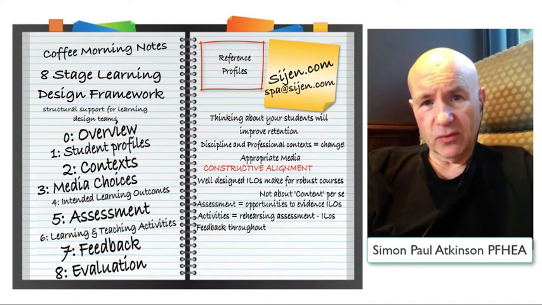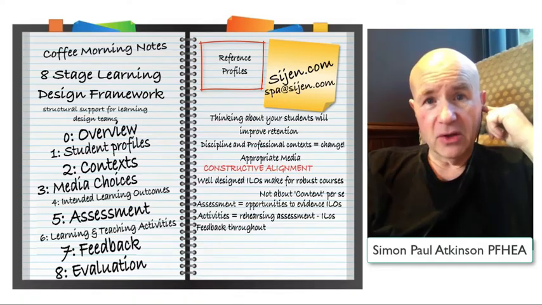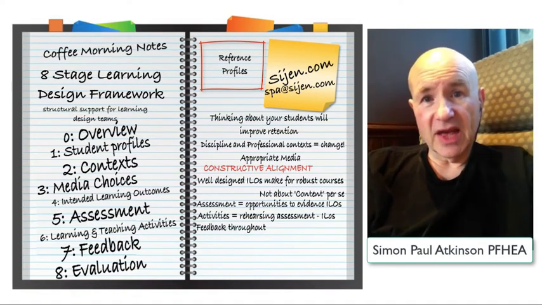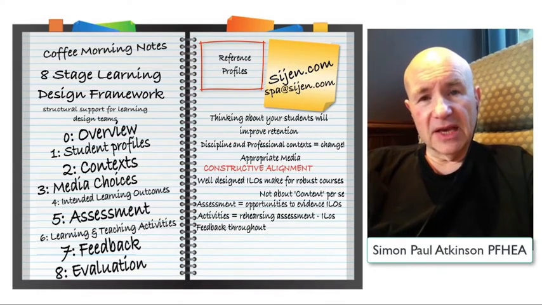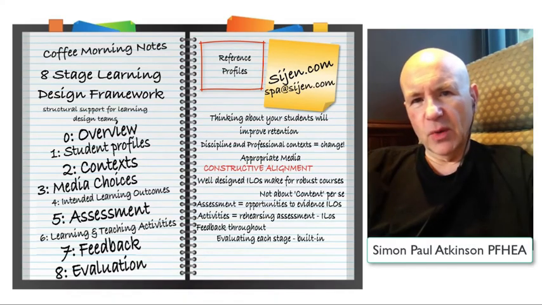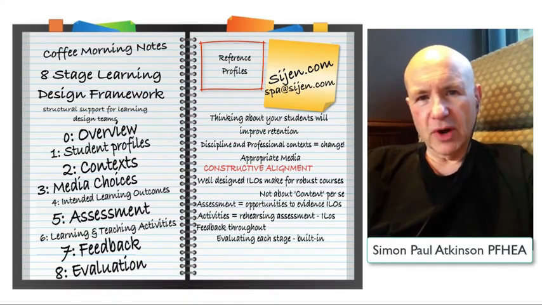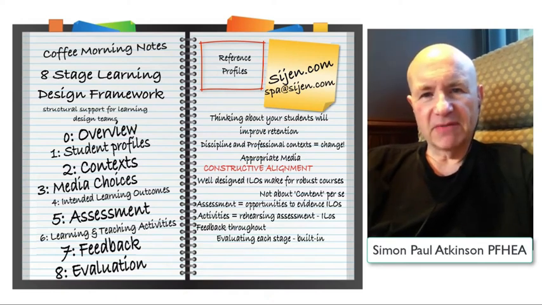So I think of feedback throughout as being very much integrated into the learning activity. So as you design activities, you think about, okay, how am I going to feed back on students' engagement with that activity. And then the final stage 8, is evaluation. And you should never leave evaluation to the very end of a program or module. You should always integrate it into the process, because effectively you're evaluating the effectiveness of each stage.